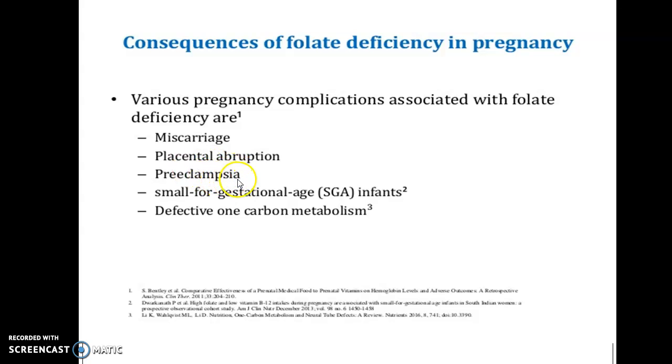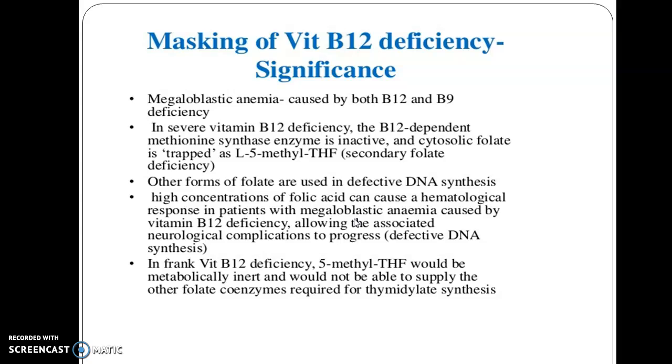Preeclampsia. Eclampsia we had already seen, it is high blood pressure followed by coma stage. Eclampsia actually results in the later stages of pregnancy. But if the folic acid is deficient from the initial stage itself, it can lead to high blood pressure in the mother. It will lead to small for gestational age infants. It is small size. Then defective one-carbon metabolism may result.